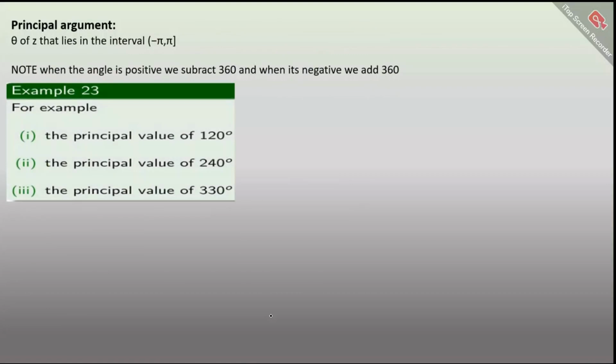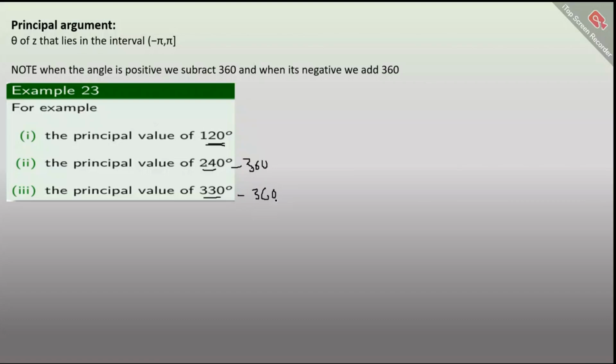For example, they're asking, what is the principal value of 120? This is already in the range negative 180 to positive 180, so don't do anything to this one. But this one is not in the range. It's above 180. It is positive, so we subtract 360. The answer you get is the argument. This one is also positive, so you subtract 360.